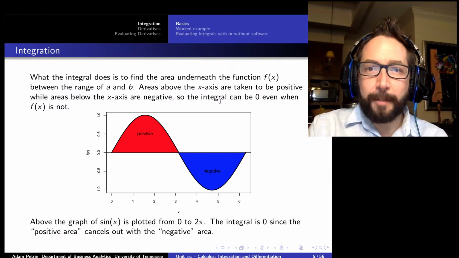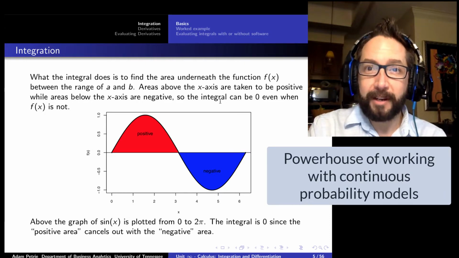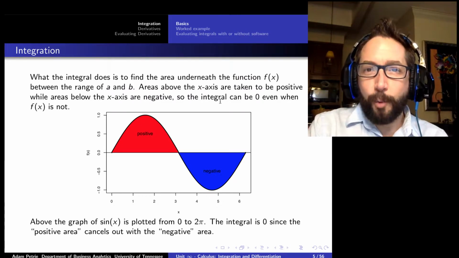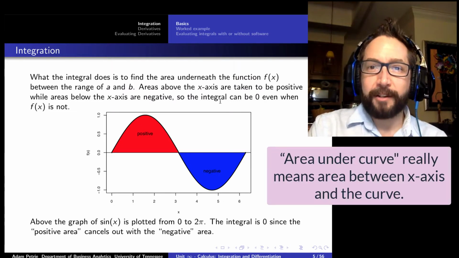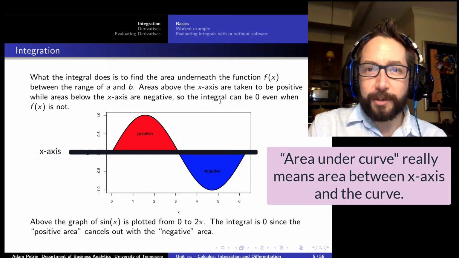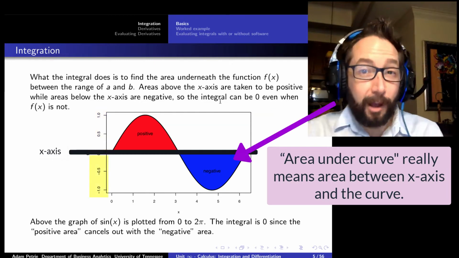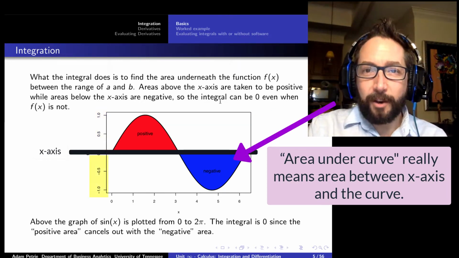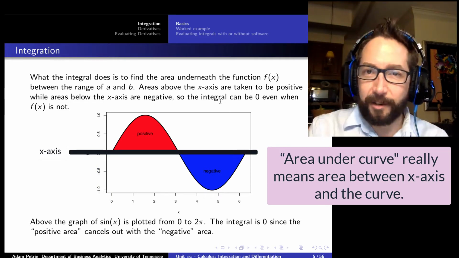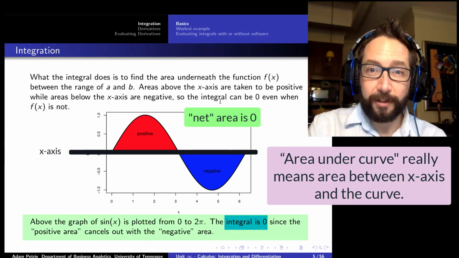Let's start out by talking about integration, because that's what will be most immediately useful when we apply this to probability modeling. So when we talk about the area under a curve, what we really refer to is the area between that curve and the x-axis, that horizontal axis. By convention, we refer to the area that is above the x-axis as positive and the area below the x-axis as negative. So it's possible, when talking about the area between the curve and the x-axis, that we can get an area of 0, because those areas can cancel out with each other.